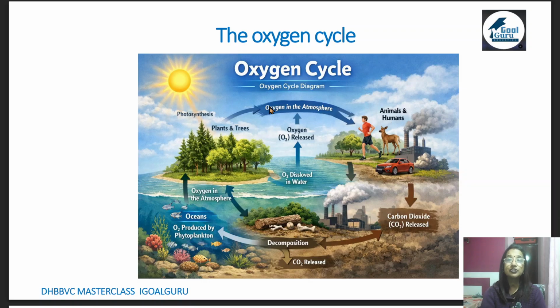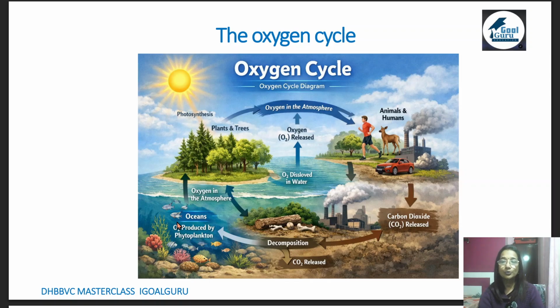Humans and animals inhale oxygen, right? Now, we all know that they release carbon dioxide. Plants again absorb this carbon dioxide, right? So, plants absorb carbon dioxide and they release oxygen. This is a very beautiful exchange, and this maintains the balance of the atmospheric gases. Now, oceans also contribute significantly because phytoplankton produce a large amount of Earth's oxygen. This is what you have to remember. Phytoplankton produces a large amount of oxygen.